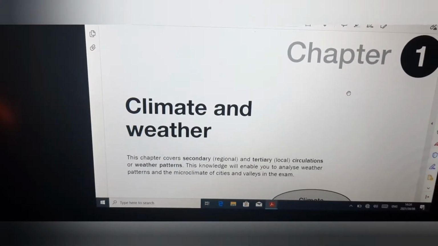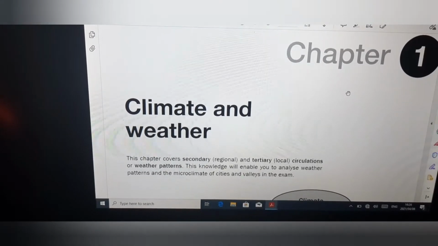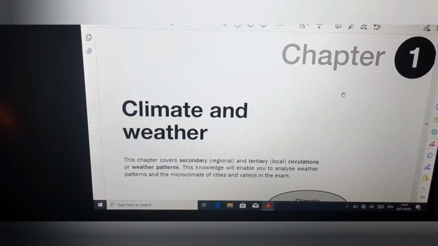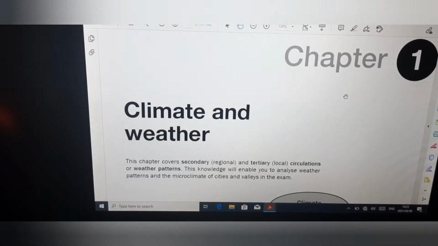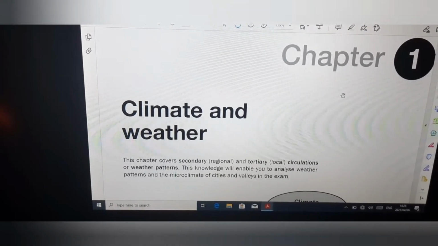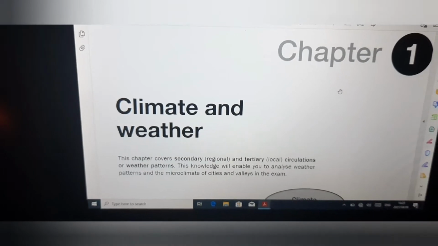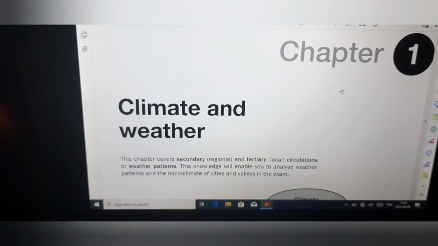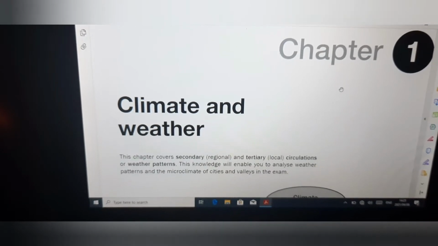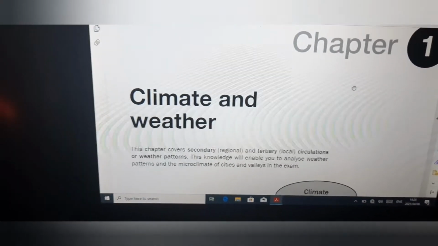This chapter covers secondary, which is regional, usually provincial, and tertiary, which is local, circulations or weather patterns. This knowledge will enable you to answer questions on weather patterns and microclimates of cities and valleys in the exam.